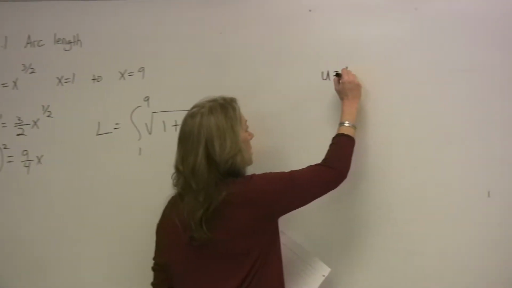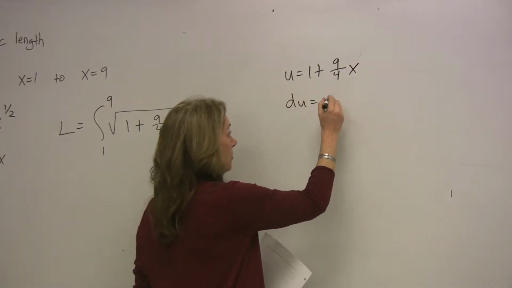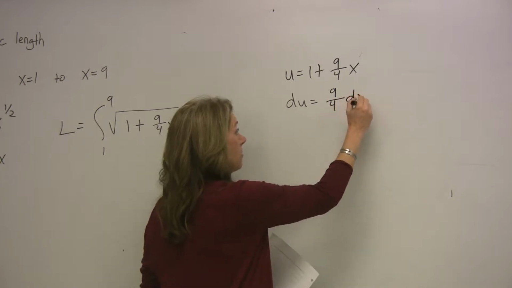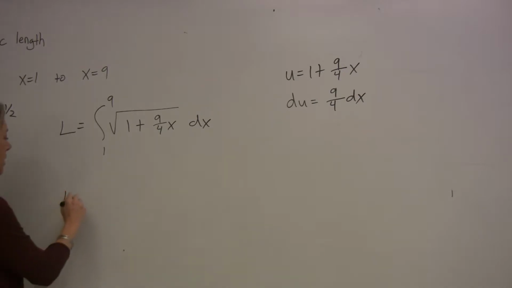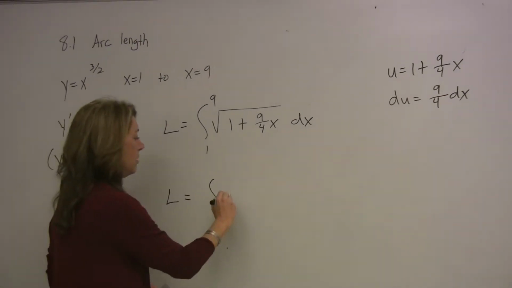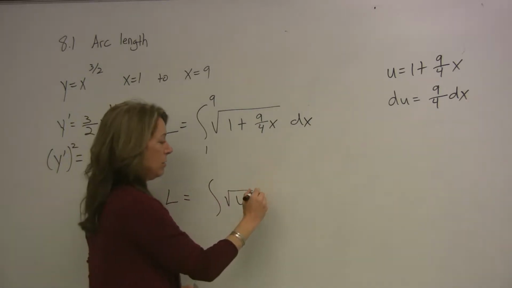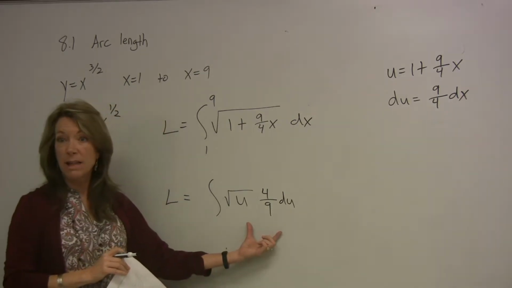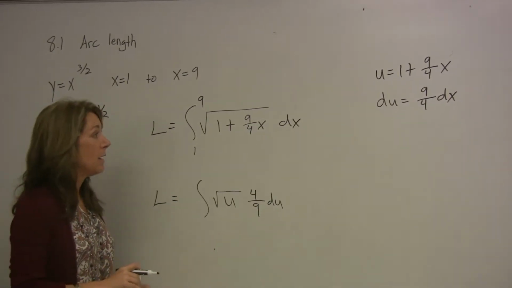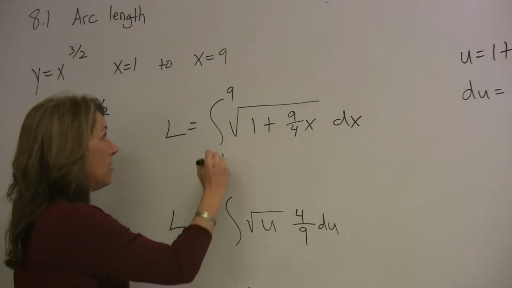If u equals 1 plus 9/4 x, du equals 9/4 dx. So I can convert that. That's the square root of u. dx is equal to 4/9 du, right, replacing my dx. And I need to change my bounds because these are x values. This is an x and this is an x.